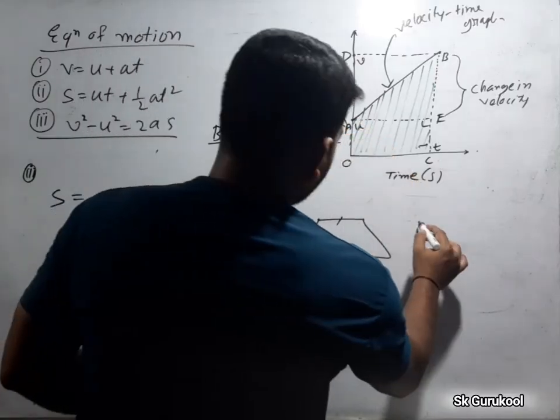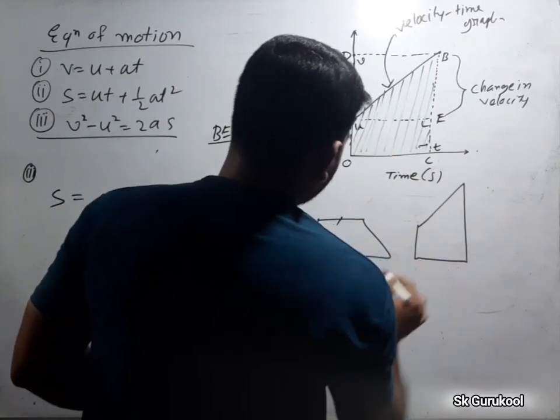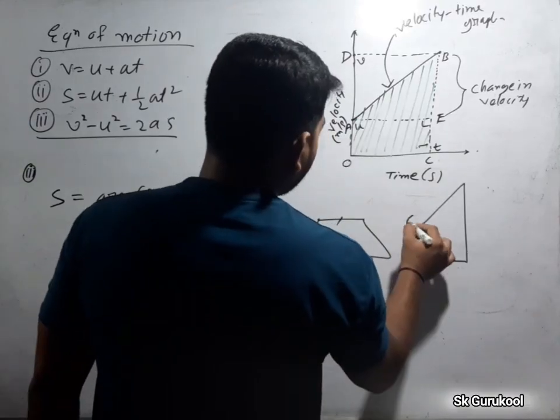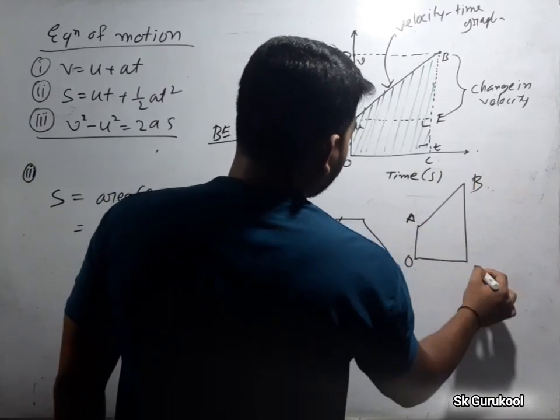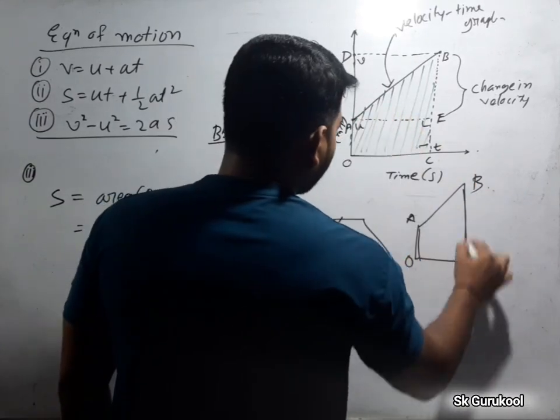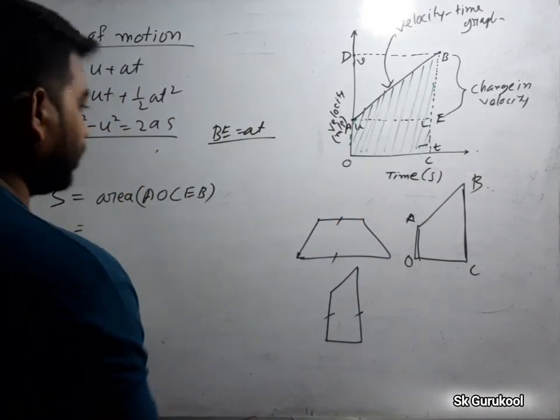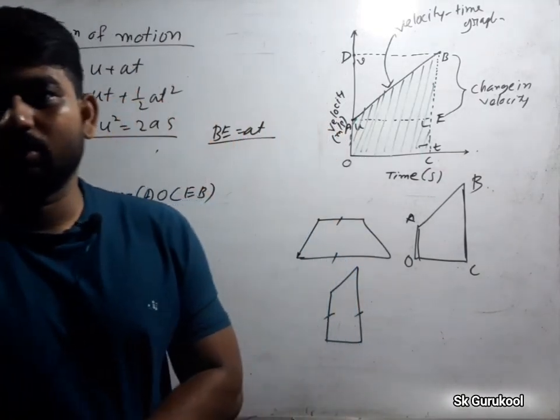So see here, it is also a parallelogram, not parallelogram, sorry, trapezium. It is also a trapezium. Why a trapezium? Because here OA and BC are parallel. You can say they will never intersect each other. That's why it is a trapezium, and a trapezium has a special formula to find its area.